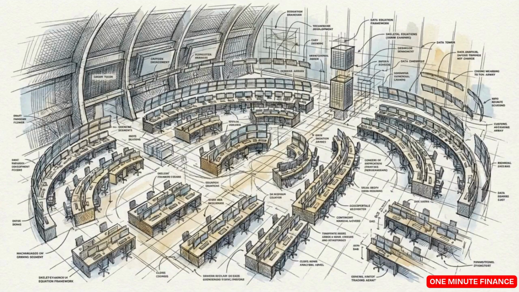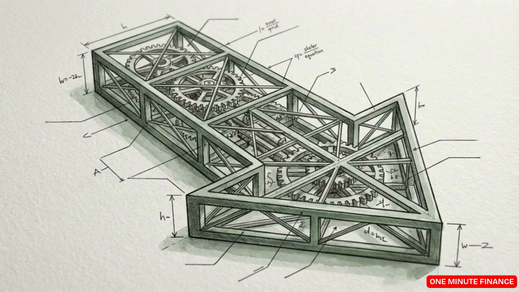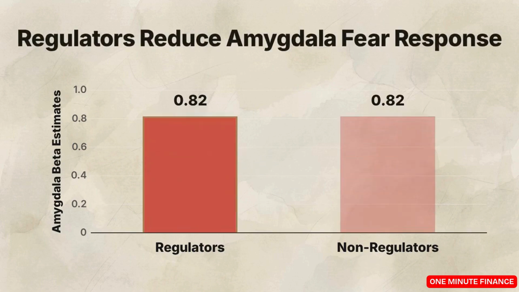Subjects were instructed to view individual choices as part of a broader portfolio. This perspective shift reduced behavioral loss aversion by an average of 14%. This chart displays the neural impact.